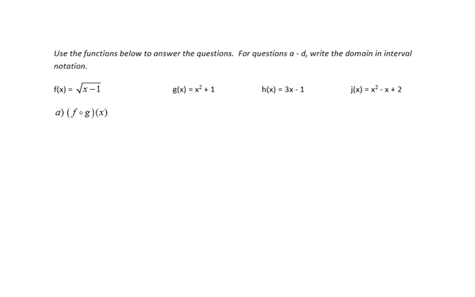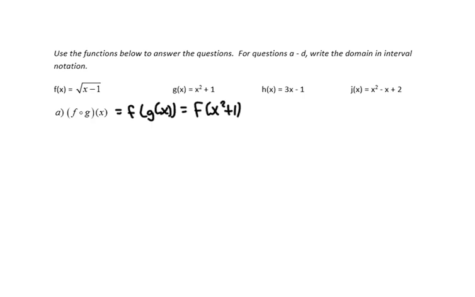So let's use the functions below to answer the questions. And then for questions A through D, we want to write the domain in interval notation. So let's start with the composition f of g of x. So I'm going to rewrite it using the definition, and that is this. Now, similarly to order of operations, I'm going to look inside the function here, and that's g of x. Well, g of x is x squared plus 1, thanks to the above function equation.